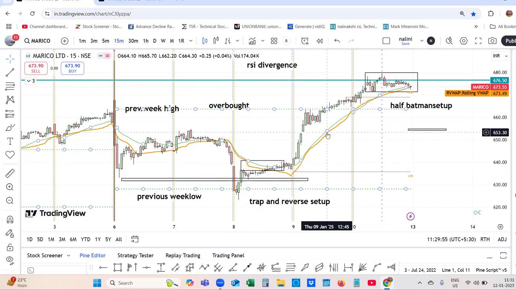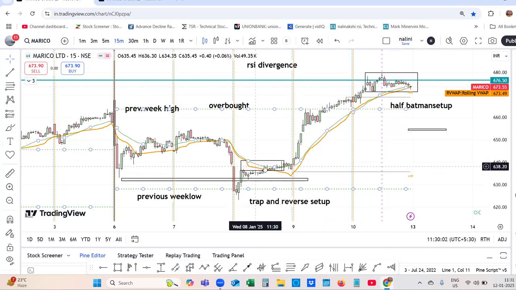See, after this, there was a parabolic up move. If you are in a perfect setup with a perfect, timely entry, then your money will go to the bank. Isn't it? For that, you need patience. You need the 7-step daily routine. You need to build everything.